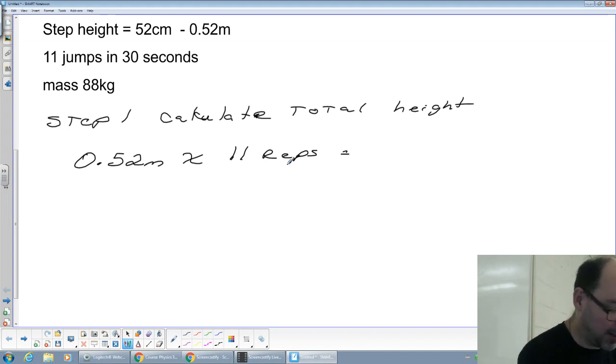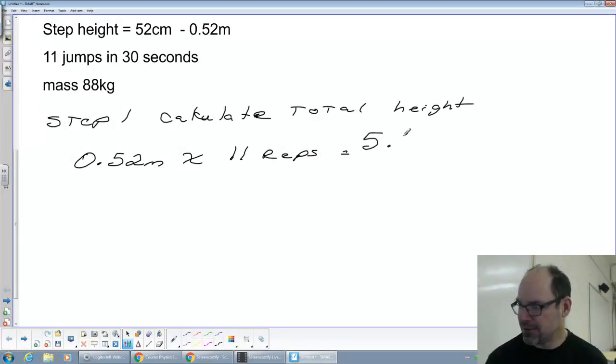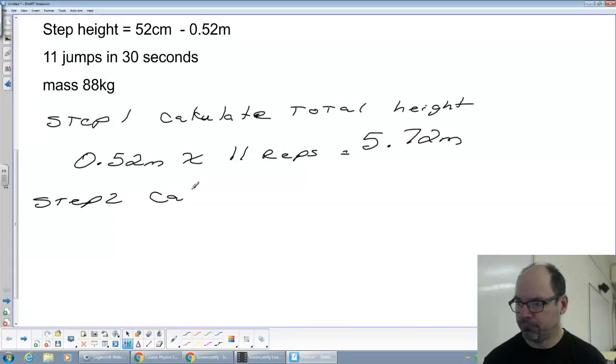Okay, let's go ahead and do that. 0.52 times 11. So in my case, I got 5.72 meters. Okay, so once you calculate the total height, the next thing is to calculate the gravitational potential energy that you worked against, because that's what you would be producing as the energy. So step two is get your energy output. So calculate your energy output.